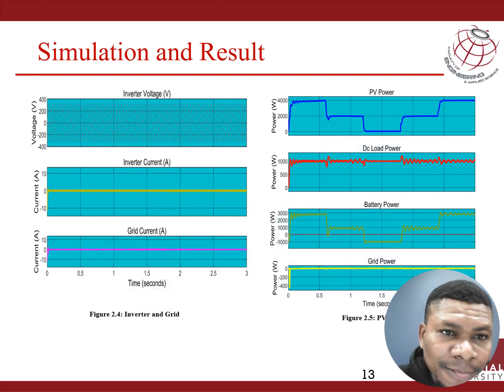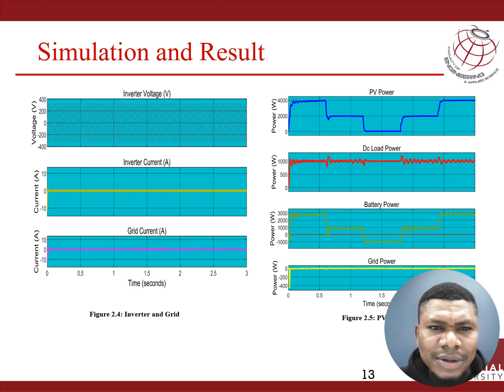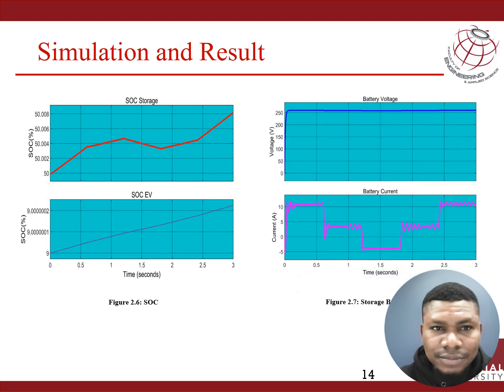So we also have our EV batteries. Okay, we have our inverter voltage, inverter current, and grid current. Now the inverter voltage, when looking at it, started from negative 400 to positive 400 volts, and the shape is sinusoidal. This is how the simulation runs. We also have our PV power. We have our DC load power, battery power, grid power. We have our SOC of storage in percentage. We have our SOC of EV, battery voltage, battery current.